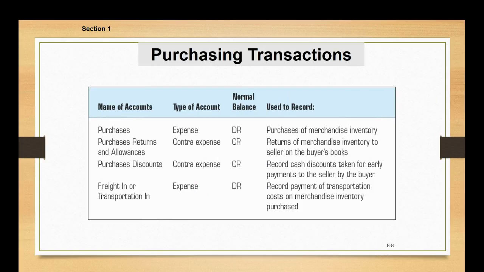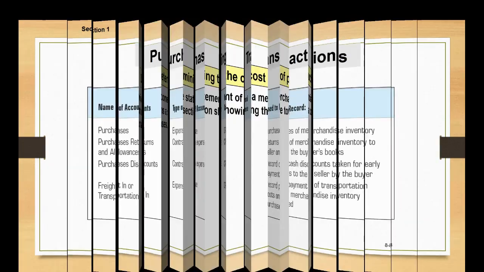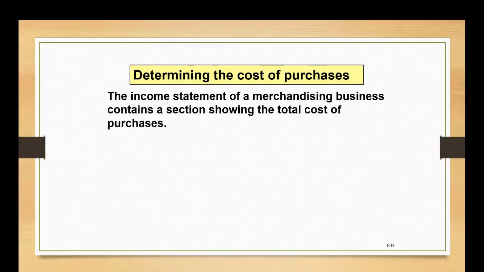On the purchasing side of the house, here's some commonly used accounts just to refresh your memory. Again, we are using a periodic inventory system, which means when we purchase merchandise, we'll be recording the transactions in the purchases account. Any freight costs will go to an account called Freight In. And of course, just as we had on the sales side, there's also contra accounts on the purchasing side.